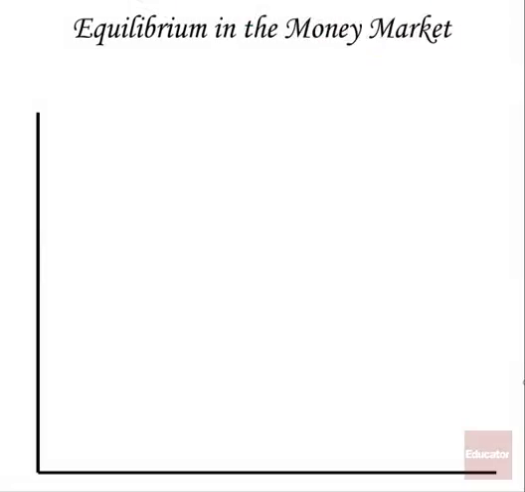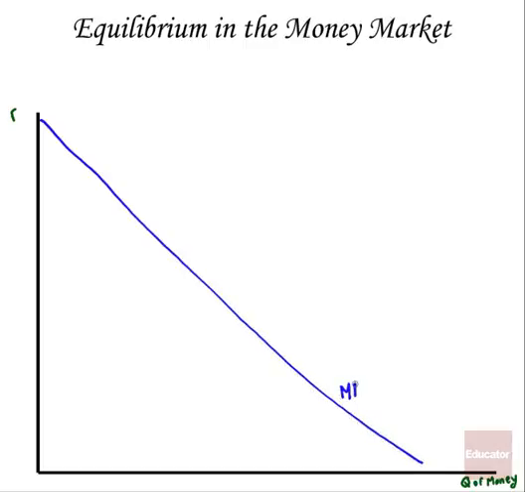So equilibrium in this money market. How do you set this equilibrium? Here's the interest rate labeled as R, and on the bottom is the quantity of money. That's the labeling that you want to use. And you have this downward sloping curve, you can curve it if you want, and label this as MD.